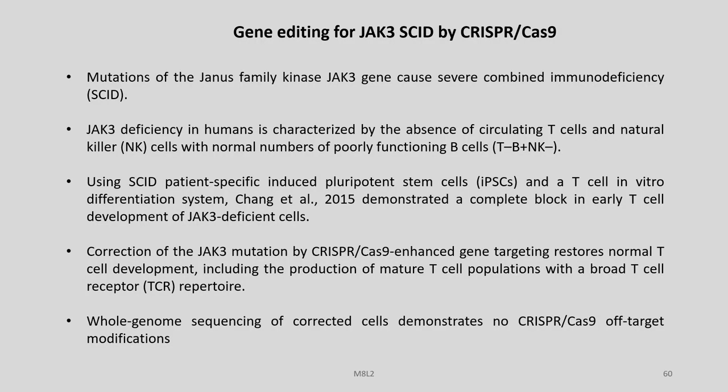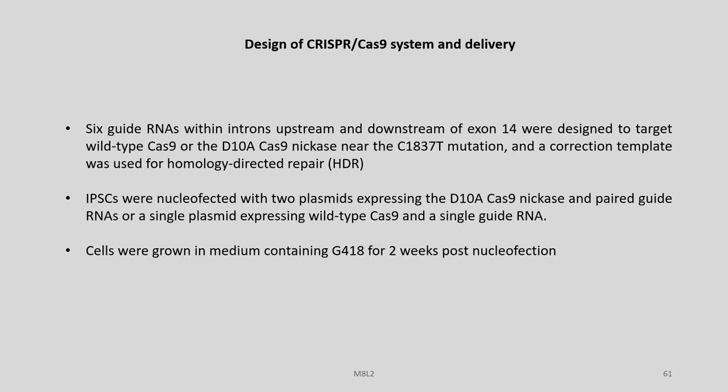Using SCID patient-specific induced pluripotent stem cells and a T cell in vitro differentiation system, Chang et al. demonstrated a complete block in early T cell development of JAK3 deficient cells. Correction of the JAK3 mutation by CRISPR-Cas9 enhanced gene targeting restores normal T cell development, including the production of mature T cell populations with a broad T cell receptor repertoire. Whole genome sequencing of corrected cells demonstrates no CRISPR-Cas9 off-target modifications, which is considered an advantage in this case.